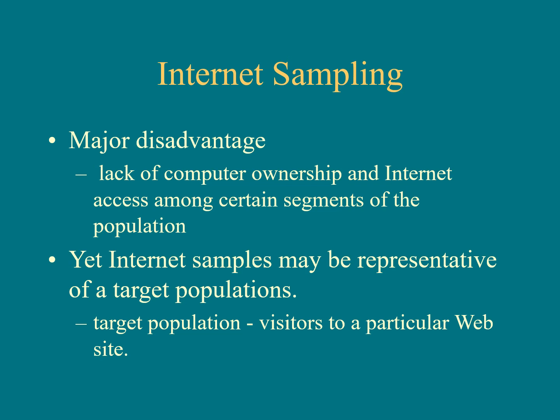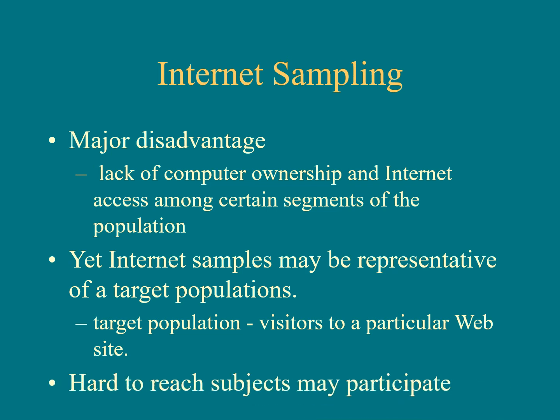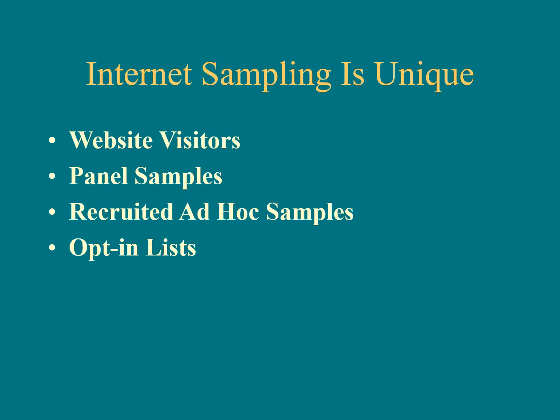Internet sampling. A major disadvantage is the lack of computer ownership and internet access among certain segments of the population. Yet internet samples may be representative of a target population, for example, visitors to a particular website. Hard-to-reach subjects may participate. Internet sampling is unique because of website visitors, panel samples, recruited ad hoc samples, and opt-in lists.